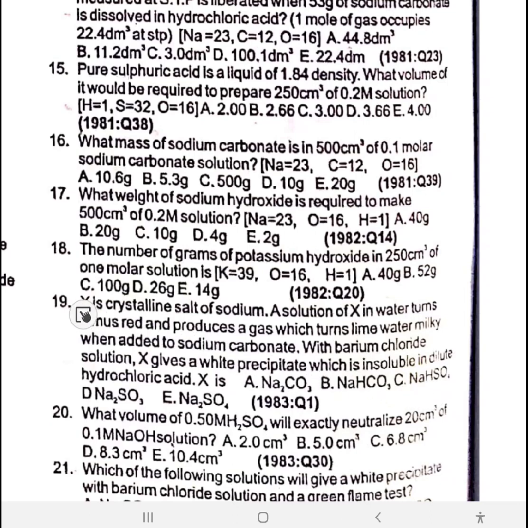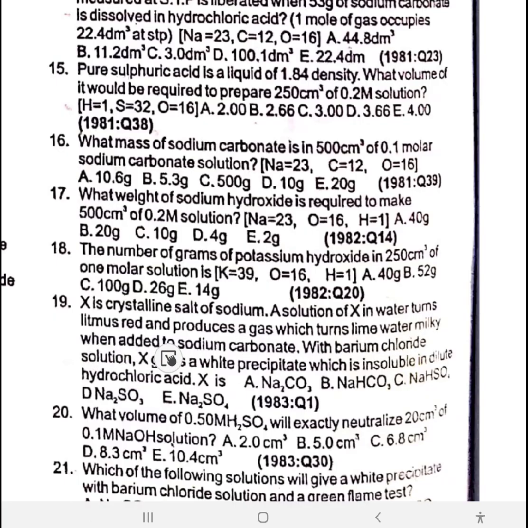So good. So this option C here, NaHSO4 is a crystalline salt of sodium. A solution of that same thing in water turns litmus red, and produces a gas which turns lime water milky. Now it don't become a little bit different. They say they produce a gas which turns lime water milky. Now this one I suppose produce a gas which turns lime water milky, because out of CO3 here we go get CO2, and as CO2 they turn lime water milky. But calm down, let me continue the equation, you'll see.